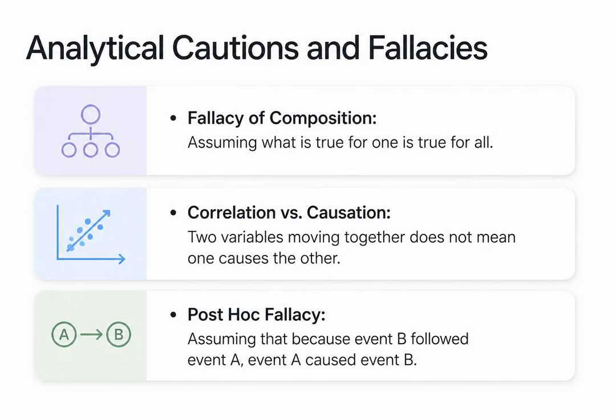As we analyze these economic goals, we must avoid common logical traps. First is the fallacy of composition, assuming that what is good for one individual is automatically good for the whole economy. Second, remember that correlation does not equal causation. Just because health and education improve together does not mean one directly caused the other. Finally, avoid the post hoc fallacy. Just because event B happens after event A, it does not mean A caused B.